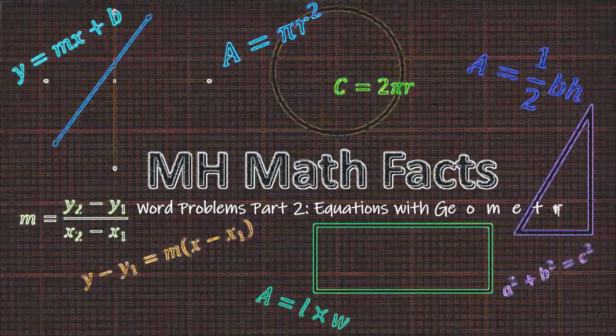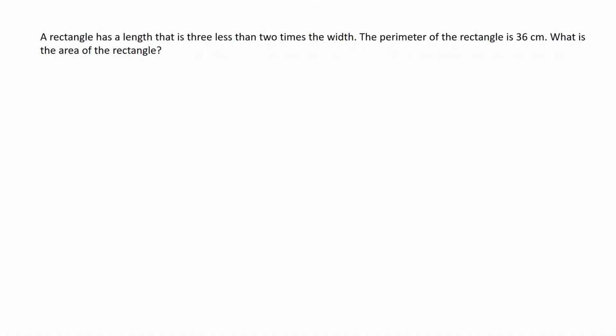For our video today, we're going to be talking about another kind of word problem, and that is word problems involving geometry. So the problem we're going to look at today says a rectangle has a length that is 3 less than 2 times the width. The perimeter of the rectangle is 36 centimeters. What is the area of the rectangle?